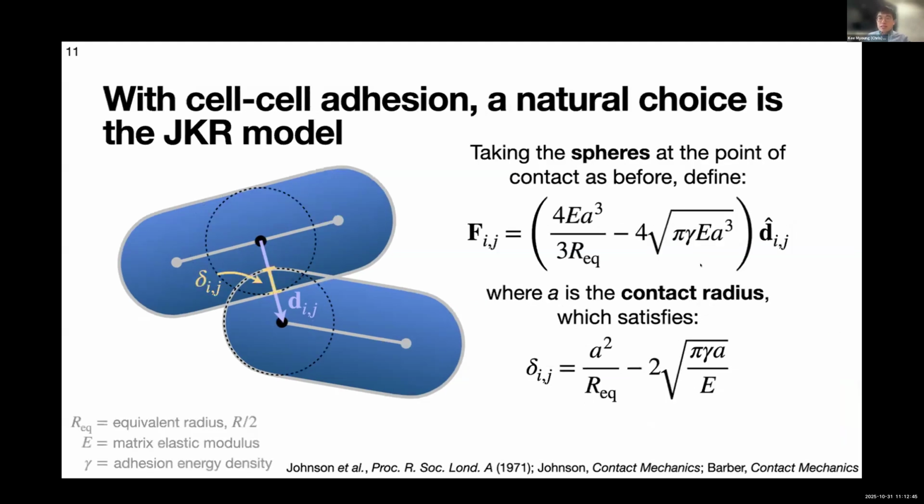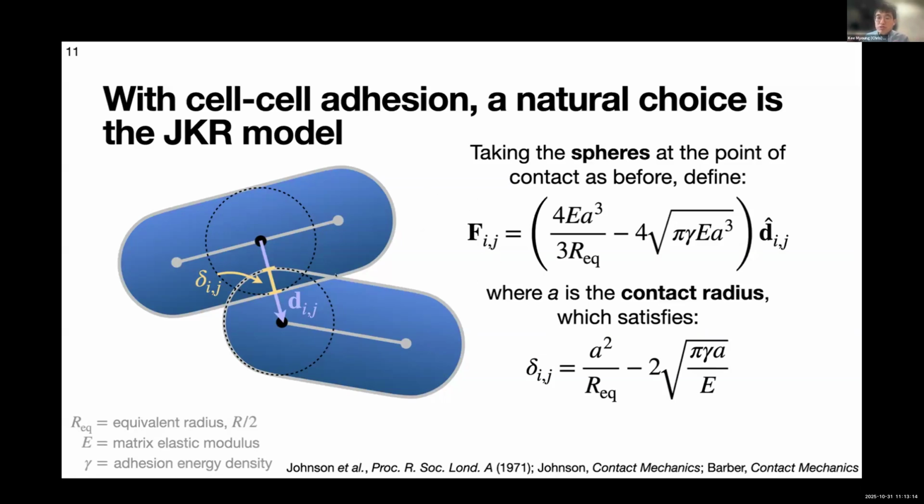Now, building on top of this, if we were to incorporate cell-cell adhesion, a natural choice is the JKR model. It's the Johnson-Kendall-Roberts model, which is a very canonical model of adhesive contact. So again, what I'll do here is take the spheres at the point of contact between the two cells, and I'm going to assume that the two spheres are in adhesive contact with each other rather than just purely Hertzian repulsive contact.